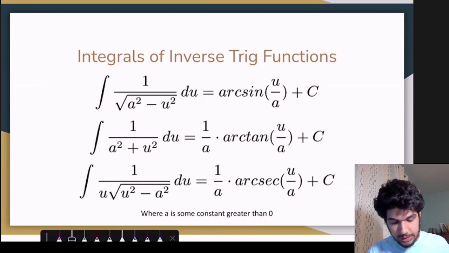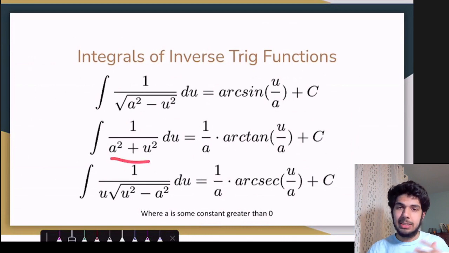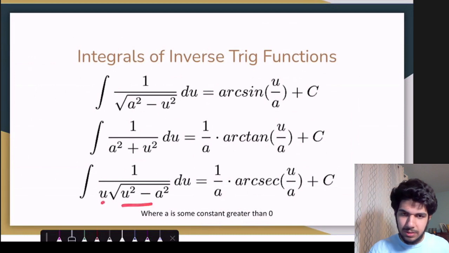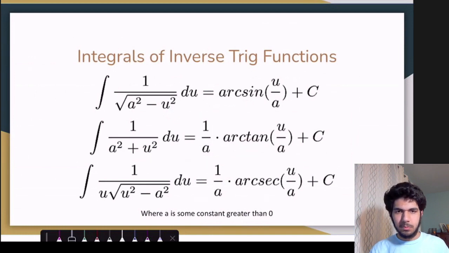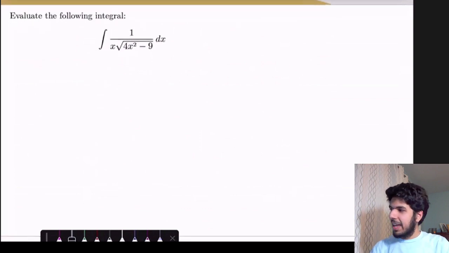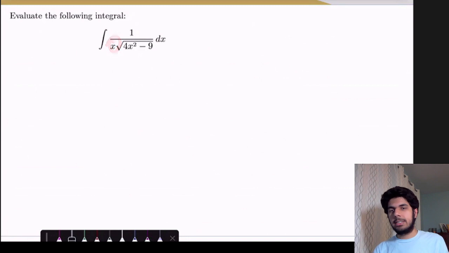Anyways, these are the 3 to be familiar with, but the most important thing is knowing what these look like, where we have a square root of the difference of squares, or in the denominator, the sum of squares, or u times the square root of the difference of squares, and associate those with arcsine, arctangent, arcsecant, things like that. Let's try to do a problem here. So we have x times the square root of 4x squared minus 9 in the denominator. You might be tempted to do some sort of u substitution with the 4x squared minus 9, but you'll shortly realize that we can't actually cancel this x. If this x was in the numerator, then we could do u substitution and we'd be good. But since it's in the denominator, it's a little bit tougher.